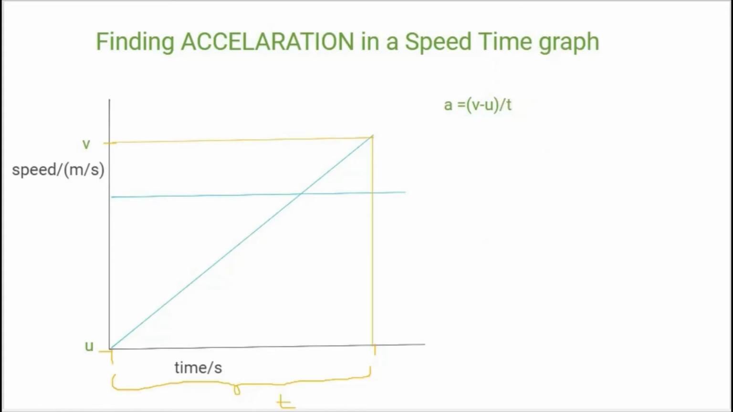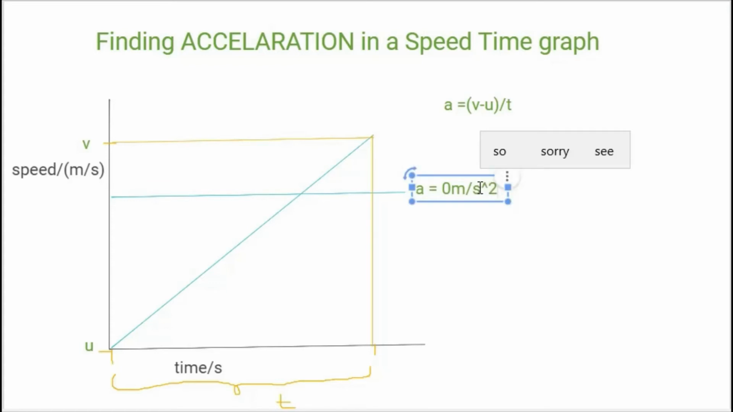And for this straight line that is parallel to the x-axis, it does not have any difference in y according to finding the gradient of a straight line. So v minus u is 0. 0 divided by anything is 0. So therefore acceleration is 0 meters per second squared. And remember that the squared means to the power of 2.